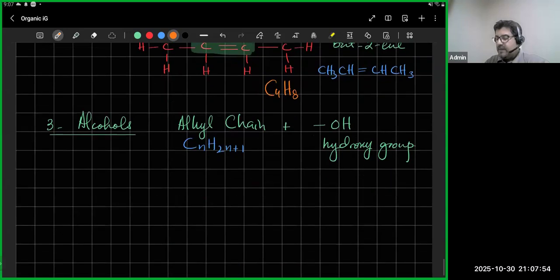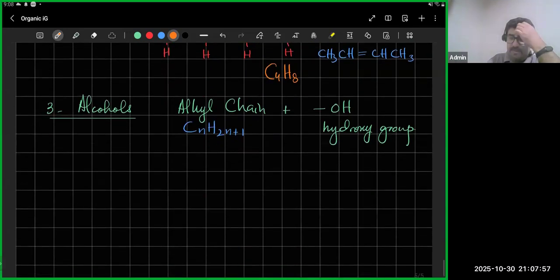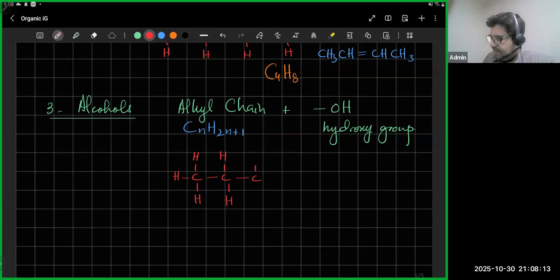Okay, now coming to alcohols. Alcohols are basically an alkyl chain, which is a carbon chain. Okay, this is my alkyl chain, and that's my carbon chain, and I have an OH attached to it, right? So this thing over here has a formula which is CnH2n plus 1.